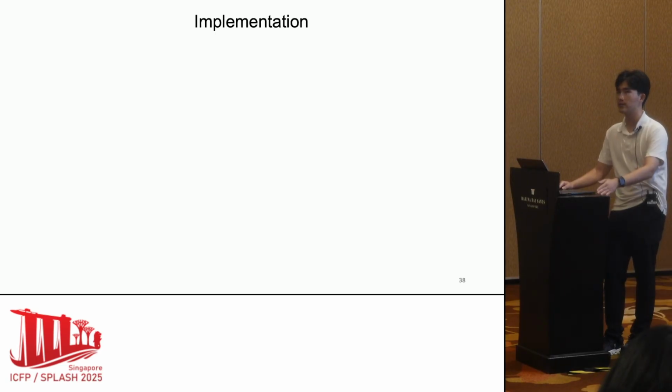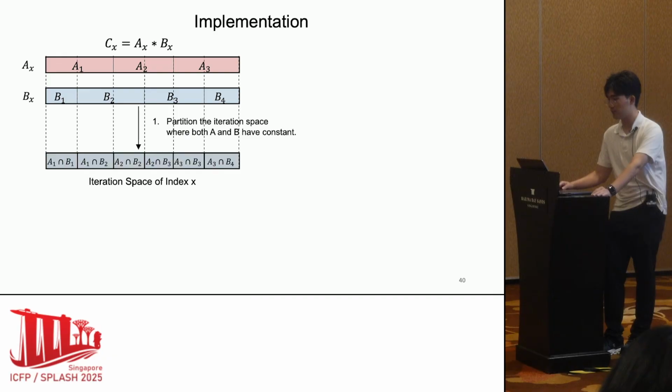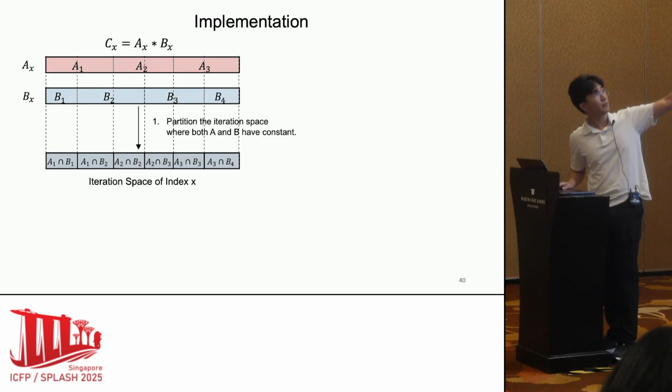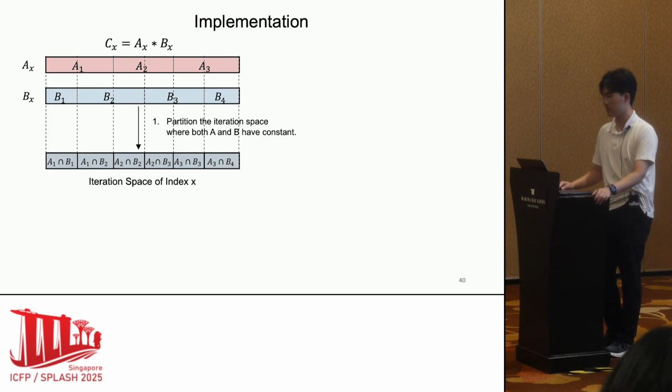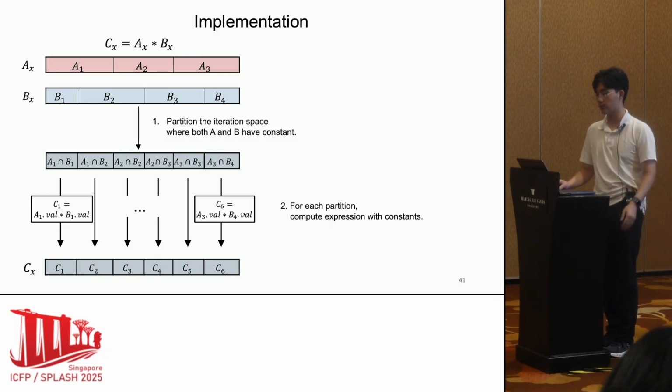Because our tensors are piecewise constant, we can specialize the implementation using this property. So let's walk through an element-wise multiply example again. The first step for the implementation is to partition the iteration space into regions where both tensors A and B are constant. You can see in the middle, the space is now partitioned into 6 regions, each formed by the intersection of pieces A and B. Next, for each partition, we evaluate the Einsum expression. Since both tensors are now constant in that region after the partitioning, all we need to do is compute that expression with constant values.